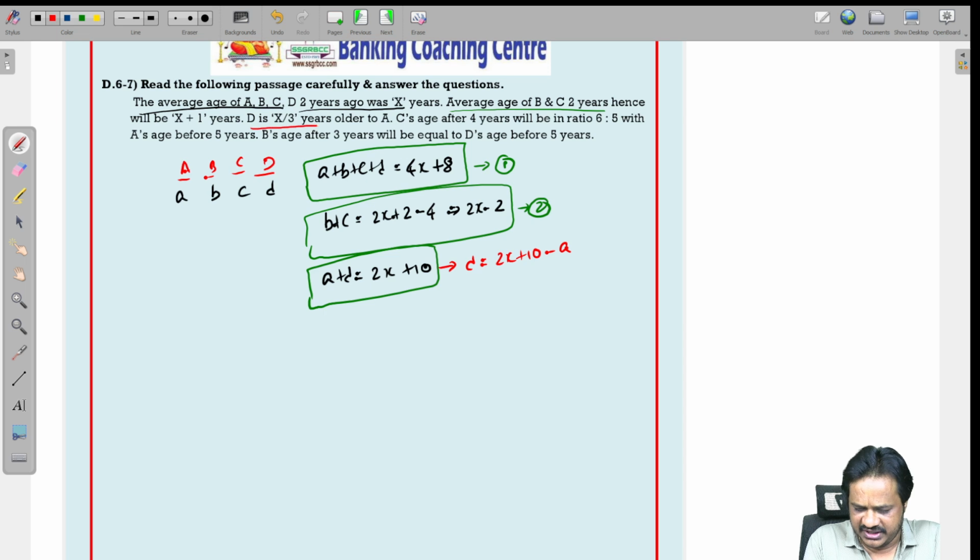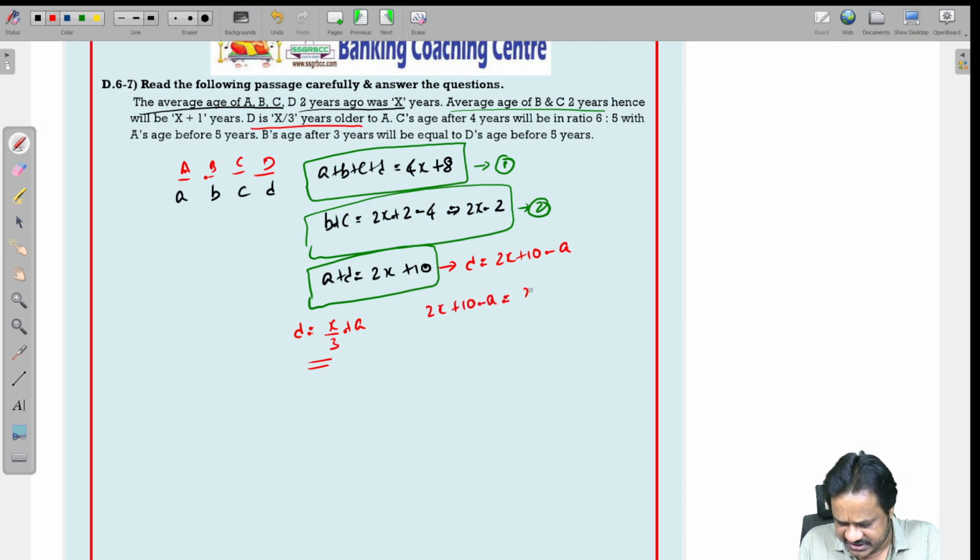Now, D is x by 3 years older than A. Regarding D, what is given? It is x by 3 older than A. So, this is D, this is also D. Therefore, we can equate this. 2x plus 10 minus A is equal to x by 3 plus A.